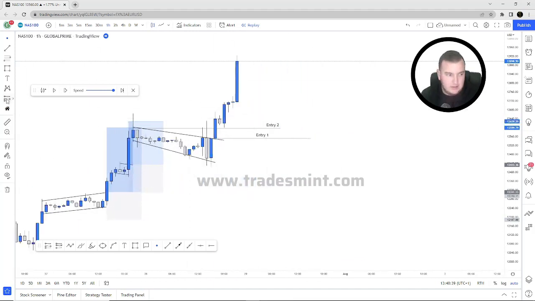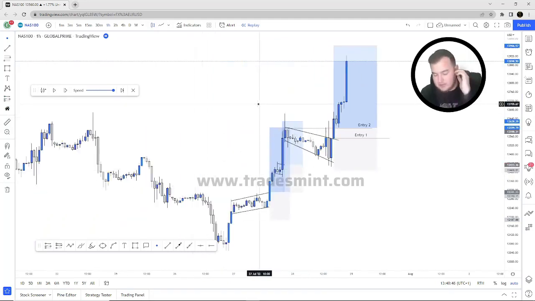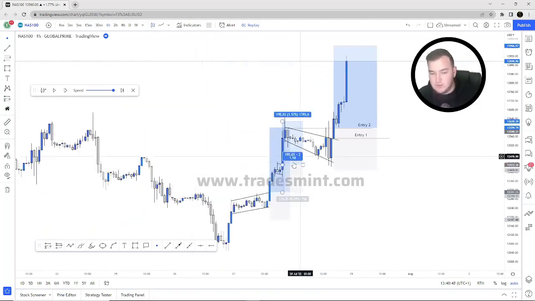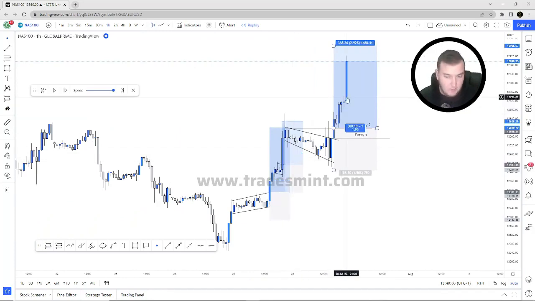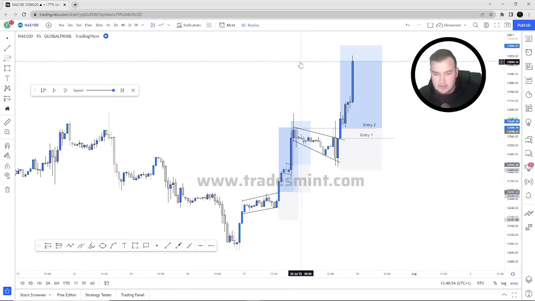And ultimately it's so simple once you understand market structure, impulses, and corrections. You can see just by understanding impulse and correction, this would have got you 1, 2, 3, 4 trades that would still be running, right? So that is the nice thing about impulse and corrections.